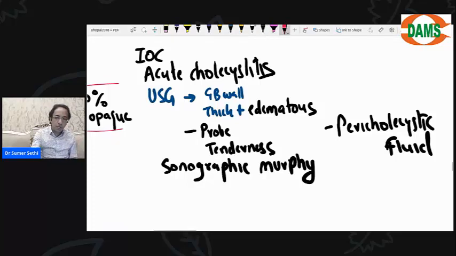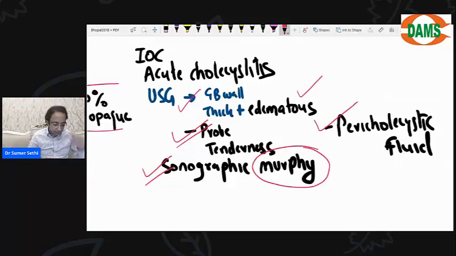In acute cholecystitis you will have GB wall thickening, edema, probe tenderness, which is called as sonographic Murphy's sign, pericholecystic fluid. Everybody understands? Logical? Okay, what is acoustic shadow?